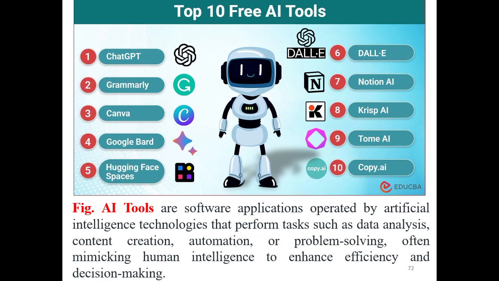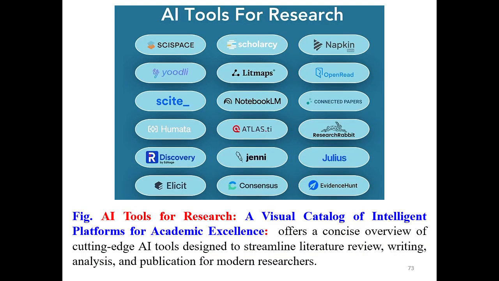So these AI tools are software applications operated by artificial intelligence technologies that perform tasks such as data analysis, content creation, automation, or problem solving, often mimicking human intelligence to enhance efficiency and decision making. So AI tools for research, especially SciSpace, Scholarcy, Napkin, Scite, Jenni AI, Julius, Consensus, Connected Papers, OpenRead, Litmaps, etc. These AI tools for research offer a concise overview of cutting edge AI tools designed to streamline literature review, writing, analysis, and publication for modern researchers.